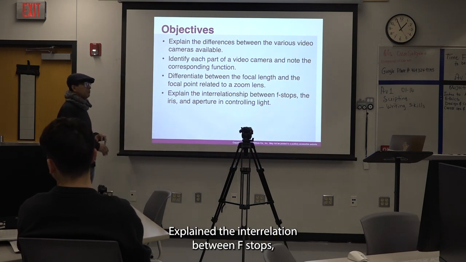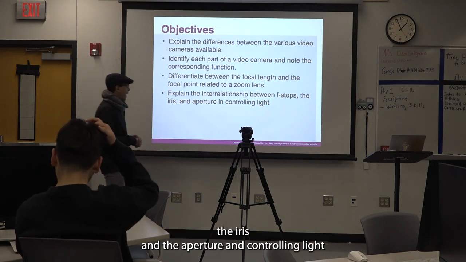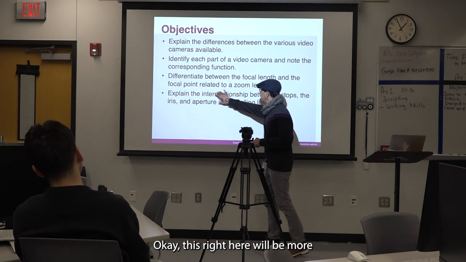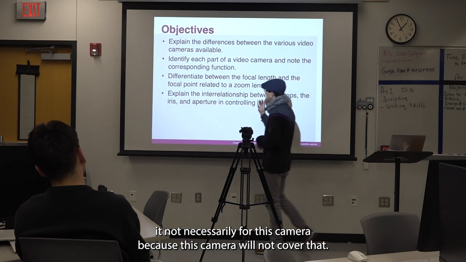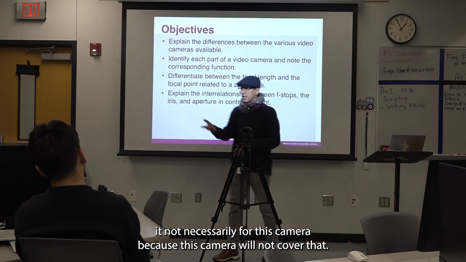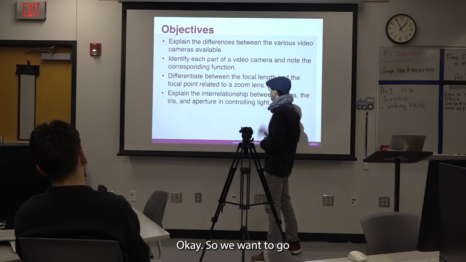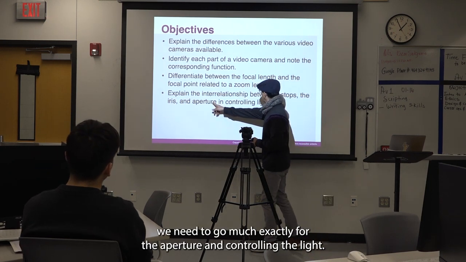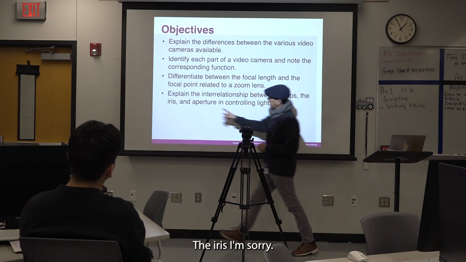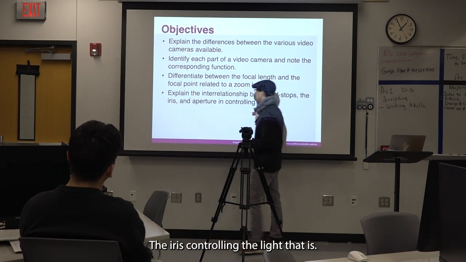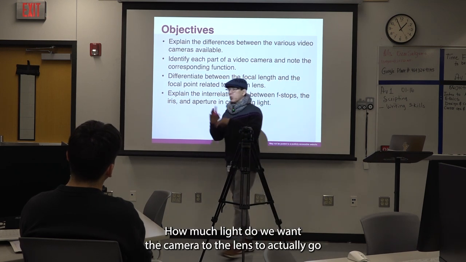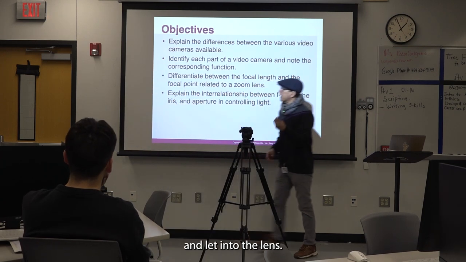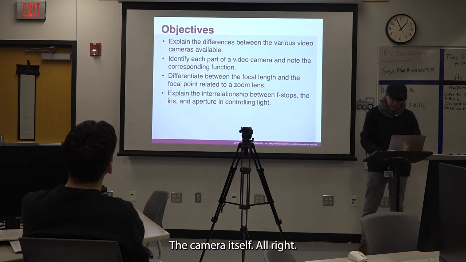Explain the interrelation between f-stops, the iris, and the aperture in controlling light, okay? This right here will be more, not necessarily for this camera, because this camera will not cover that, okay? So we're going to go mostly for the aperture and controlling the light. Oh, the iris controlling the light. That is how much light we want the lens to let into the lens, the camera itself.